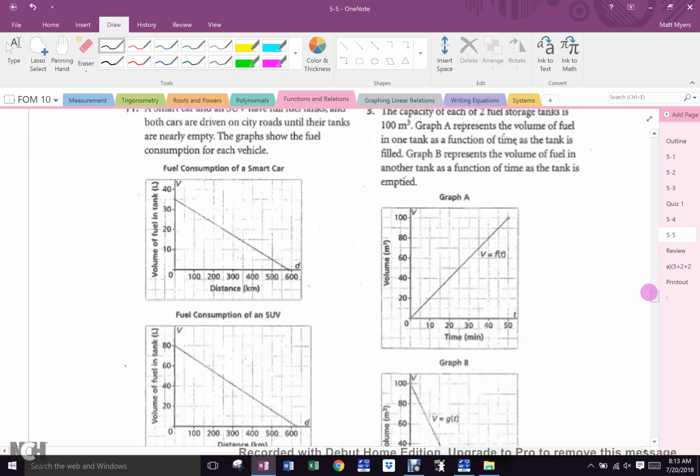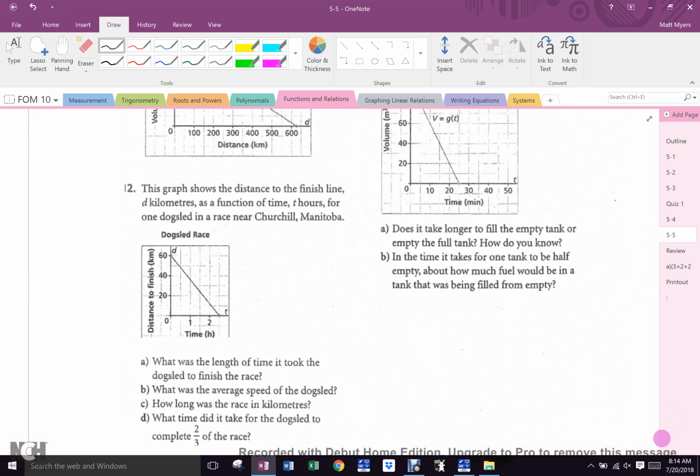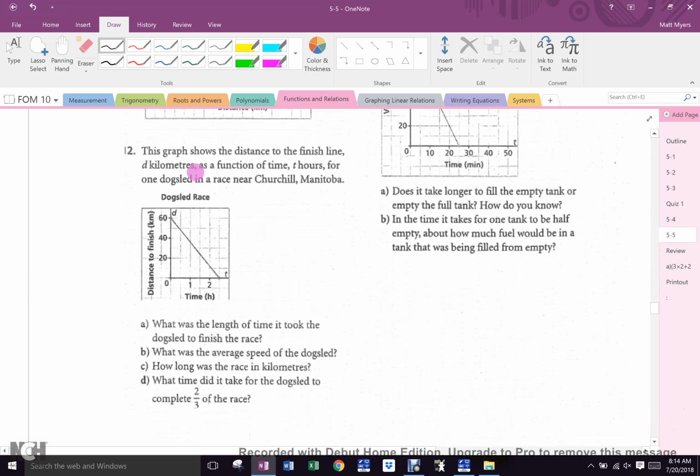I bet it's a lot like the other one. 12. This graph shows the distance line of a dog sled race. What is the length of time it took to finish the race? Pardon? You just want to do D? How long did it take the dog sled to complete 2/3 of the race? Well, if the whole race took 2.5 hours, how are you going to find thirds of that?